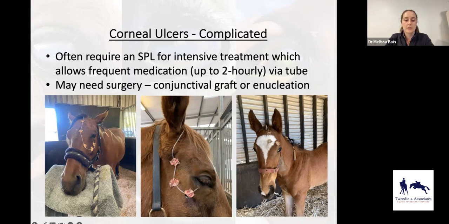These are pretty delicate pieces of equipment. You need a special mask to go over the top. They need to be boxed, and they need someone who knows what they're doing to maintain these so they don't break. And then sometimes in the really severe cases, they may need surgery. So this can consist of a conjunctival graft, where a piece of the conjunctiva is actually stitched onto the cornea to heal it. Or sometimes if we don't have the budget, or it's just progressed or the eye has ruptured, we do need to remove that eye.